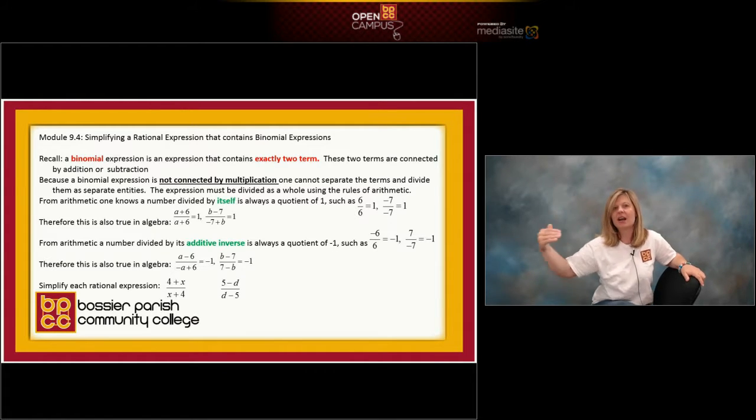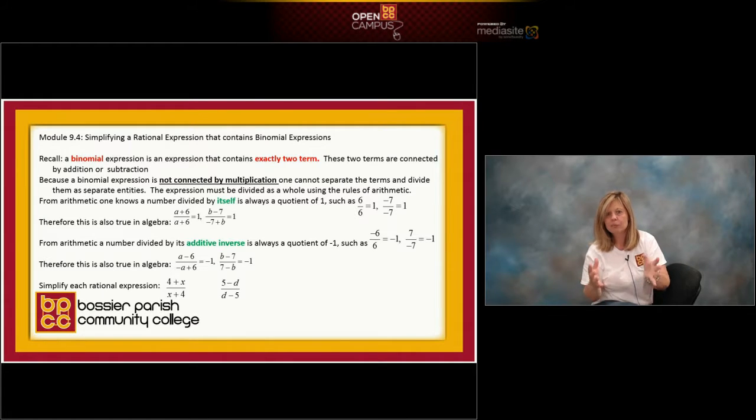Binomials are not connected by multiplication, so we're not going to be able to take apart the different terms and divide them separately. What we're going to have to do here is look at the whole binomial as an entity. So, look at my first example on our PowerPoint. A plus 6 divided by A plus 6. What you guys are going to jump in and try to do is say, all right, I'll divide A with A, get 1. I'll divide 6 with 6, get 1, and add it up and make 2. And that is incorrect, because you cannot even do division. Because to do division, your terms, your A and the 6, would have to be connected by multiplication, and they are not. So you can't separate the terms. You have to look at it as a whole entity.